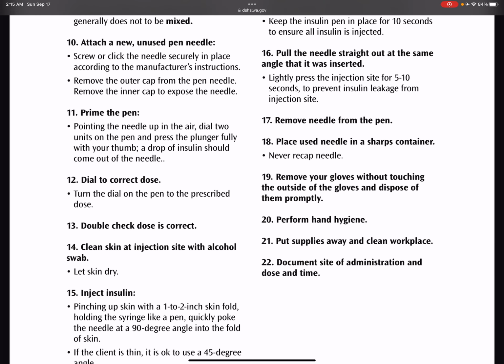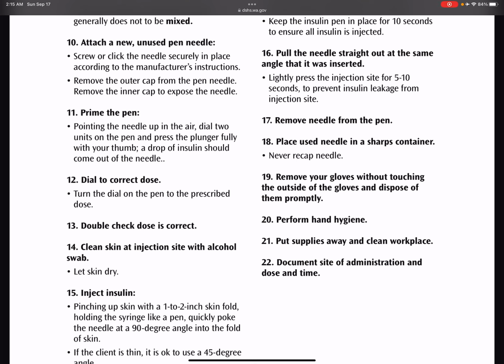And then pull the needle straight out at the same angle that it was inserted. Lightly press the injection site for 5 to 10 seconds to prevent insulin leakage. Then remove the needle from the pen. Place the used needle in a sharps container. Do not recap it. Just put it in a sharps container the way it is.